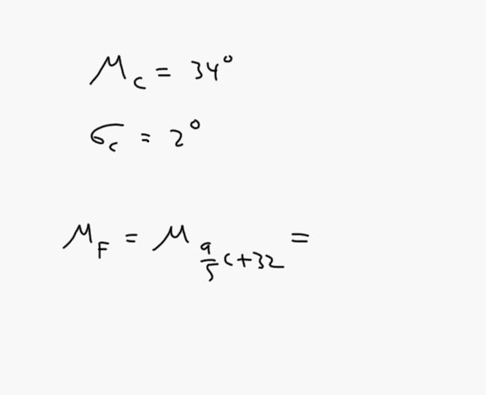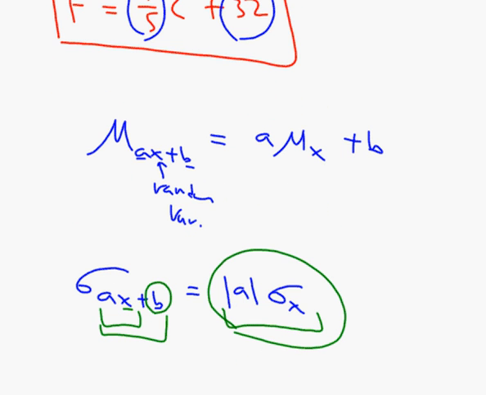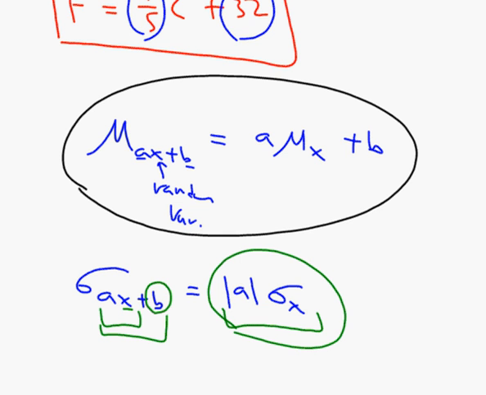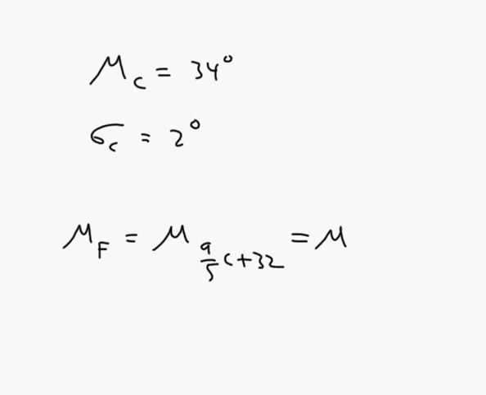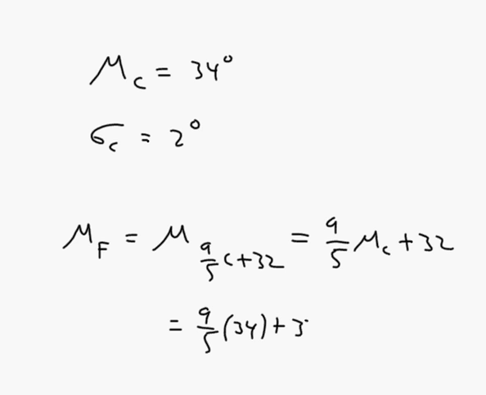But according to our rule, that's just mu of, now here's the rule I'm referring to, this rule right here. If you look at it, I could just take whatever I multiplied x by, multiply that by the mean, and then add whatever's been added. So this is going to be, actually let's be careful, 9/5 mu Celsius plus 32, or 9/5 times 34 plus 32, which equals 93.2 degrees Fahrenheit. Okay, that's promising. That's between 90 and 100, so I'm happy about that.